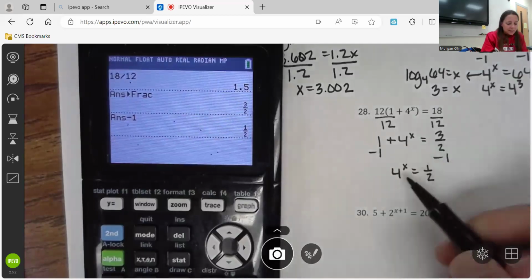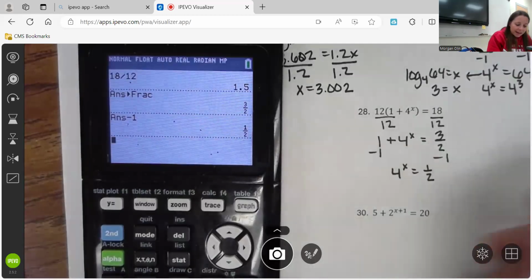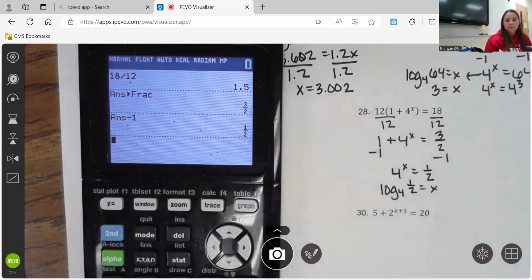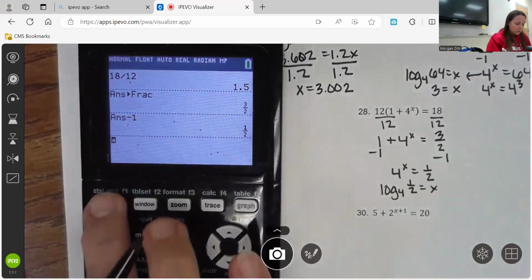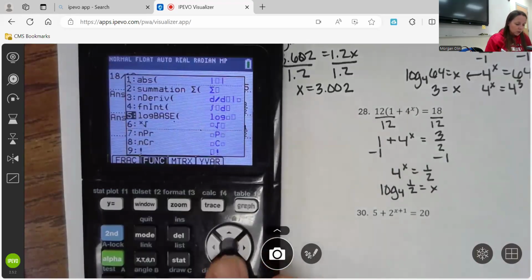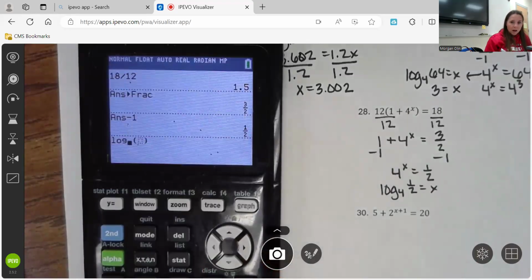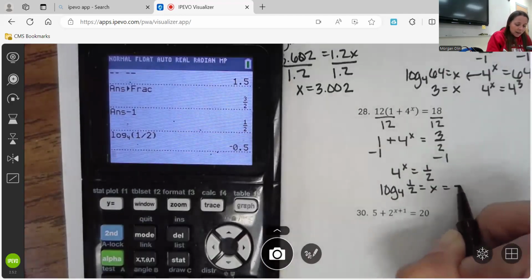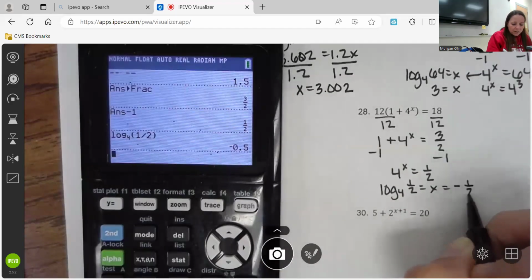Once you have this exponent by itself, be able to write it as a log. Log base 4 of 1/2 equals x. All right, so alpha y equals, scroll over, log base 4 and then 1/2. And you can just say 1 divided by 2 right here, and that's fine. And what does it equal? x equals negative 0.5, but it's also negative 1/2.